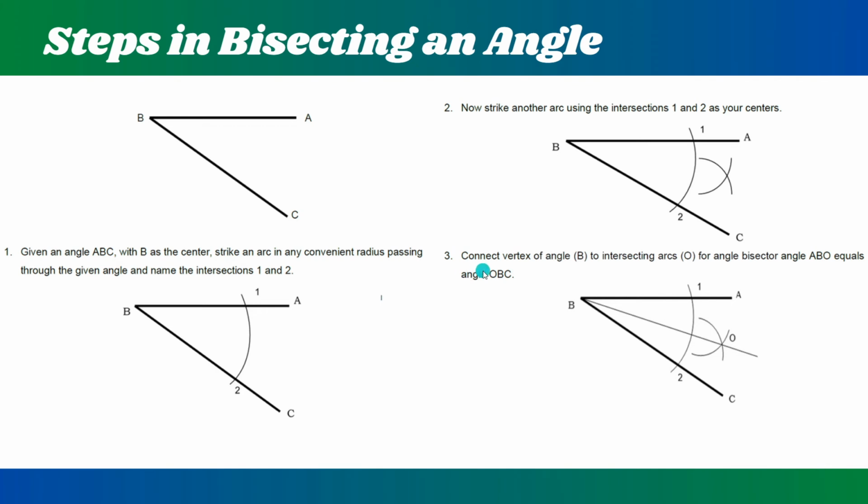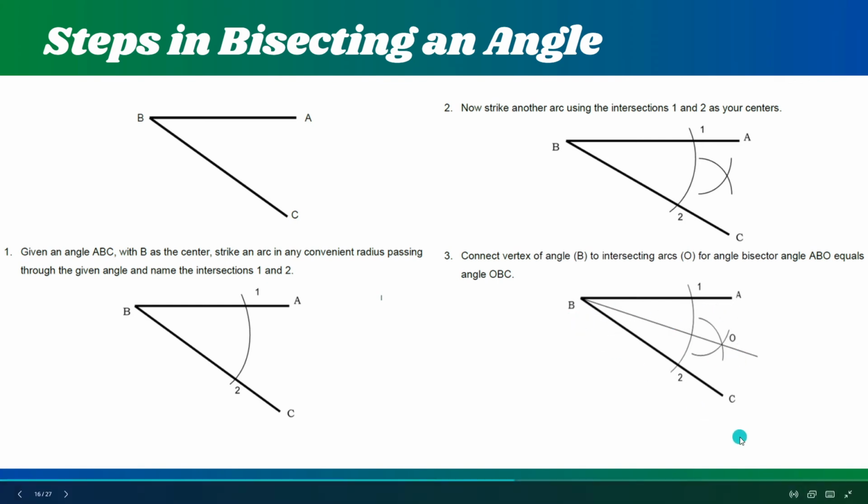Number 3, connect the vertex of the angle, so letter B is the vertex, to the intersecting arcs O. So here is the intersection of the arcs for the angle bisector. Now, angle ABO is equal to angle OBC.